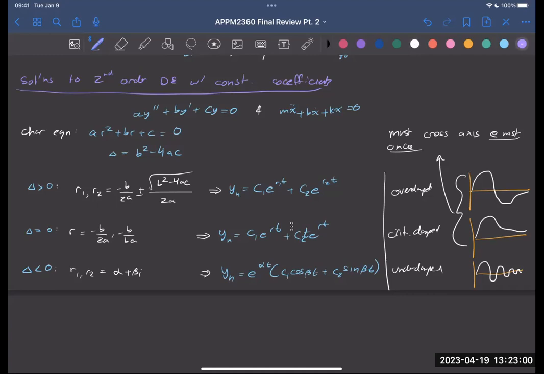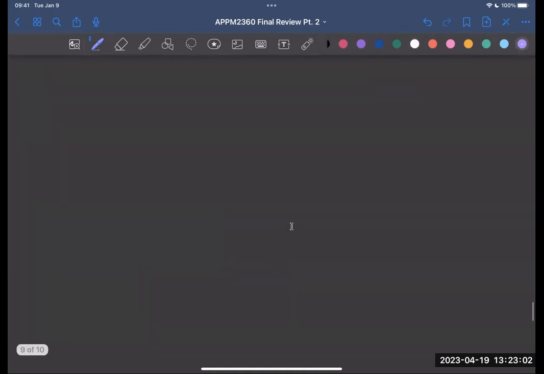Okay, let's move on to talking about variation of parameters.